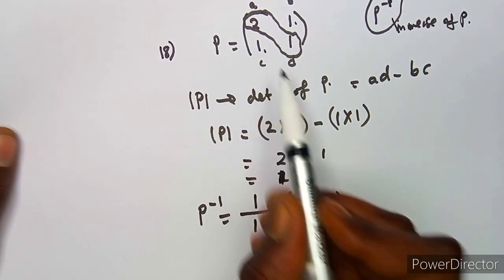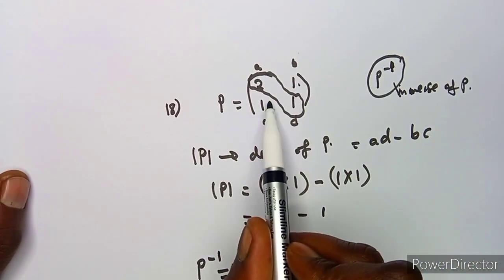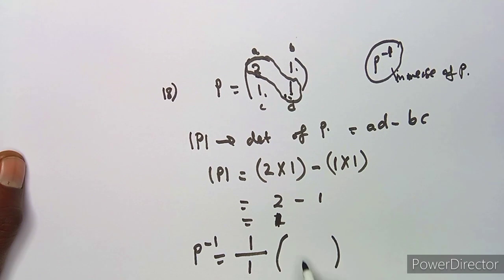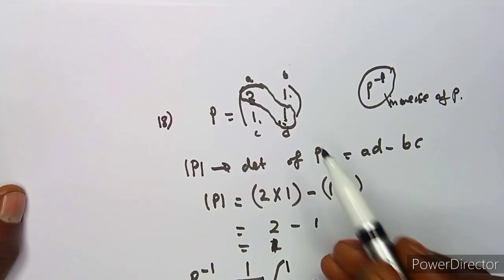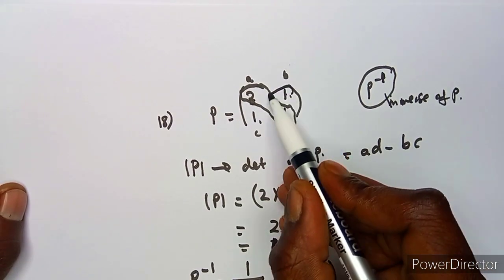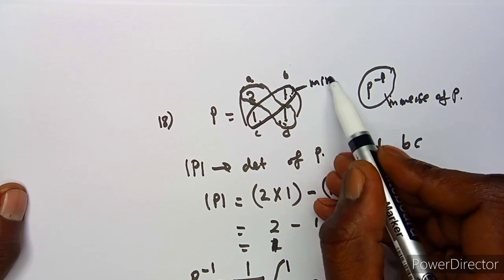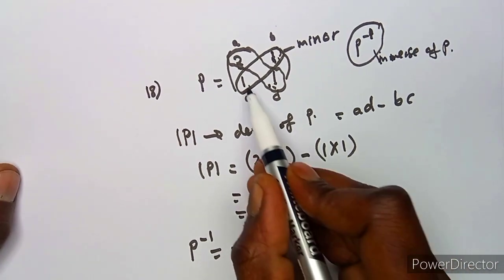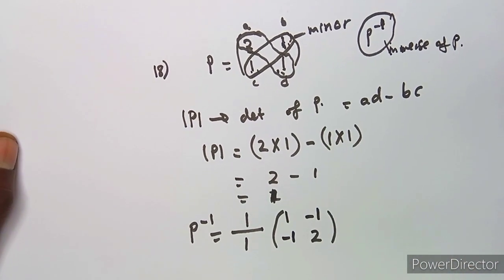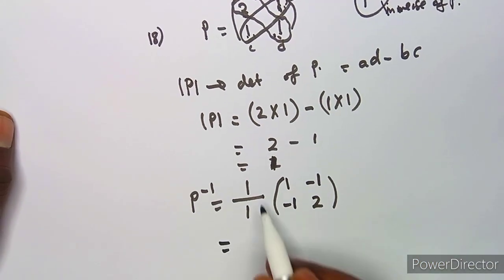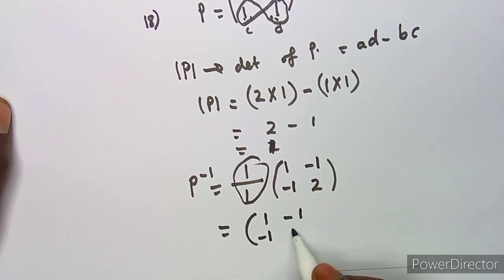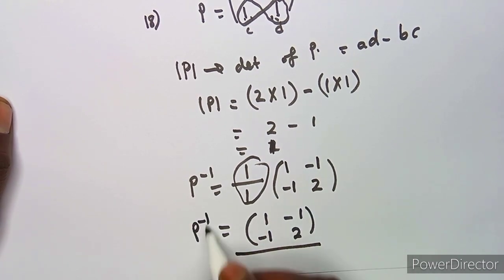Then in the major diagonal, these two interchange their positions, so it's going to be 1, 2. Then in the minor diagonal, you multiply by negative. This is 1, so it's negative 1, and this is 1, so it's negative 1. So that is your inverse, of which you can just write 1 over 1. This is 1, just leave this. So this is your answer. That is your inverse, because 1 over 1 is 1.